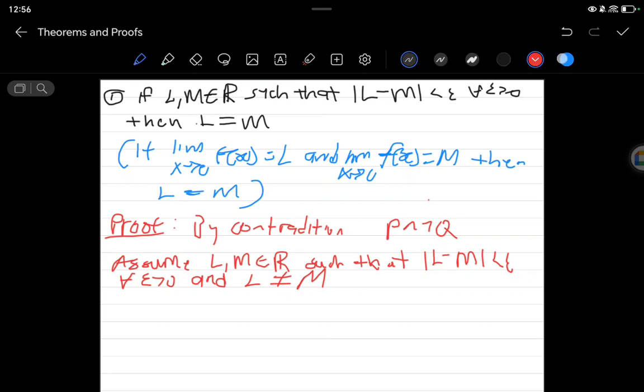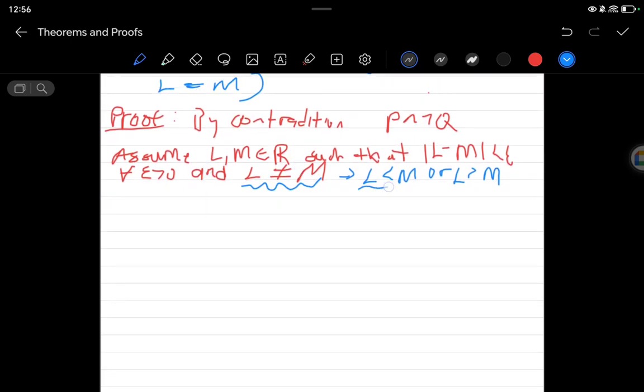And what does this mean? This simply means that L is either less than M or L is greater than M. So in this case, I can try to show what they mean. I'm going to take these cases. Case 1: if L is less than M, then what will happen?